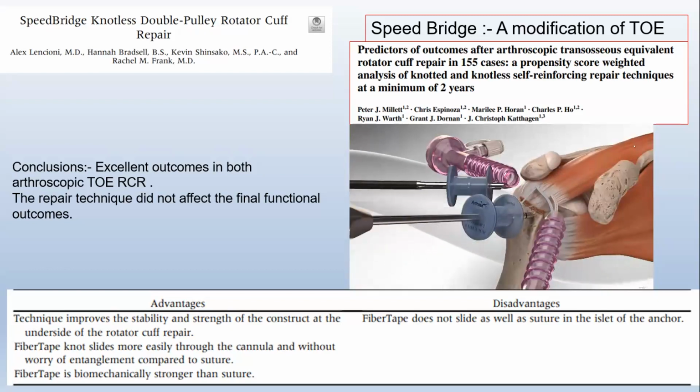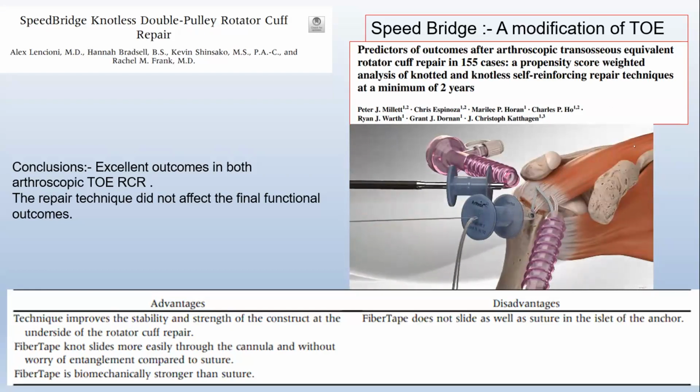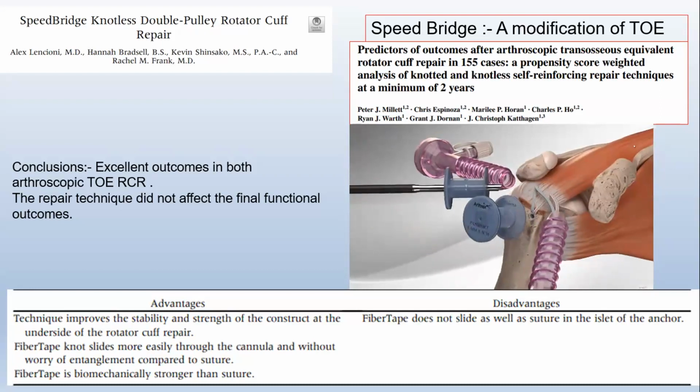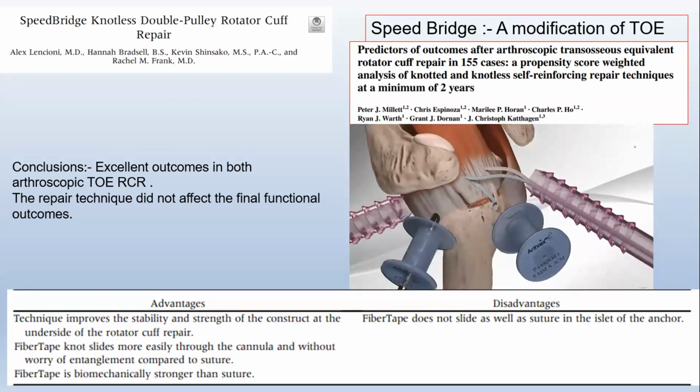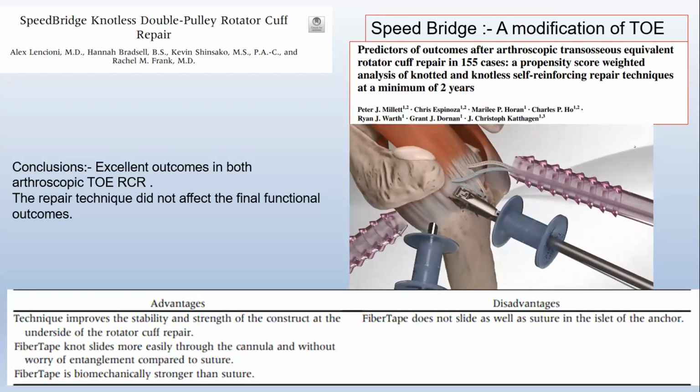This is followed by reduction and lateral row placement. Here, it is a knotless fixation, which decreases stress in the tendon. Another posterior row is also taken, in the posterior double row.